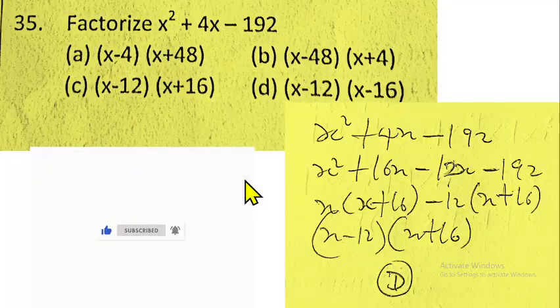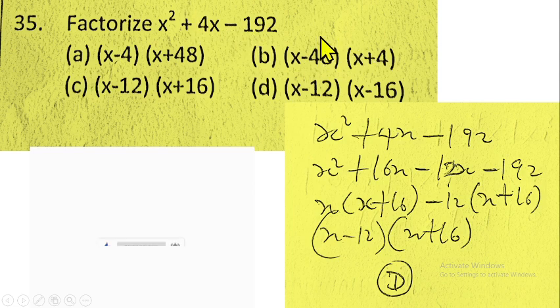Question number 35. We have to factorize this quadratic expression. It's quite simple. I think we have done something like this in this video. Your 1 here will multiply minus 192. That should give us 1 times minus 192. We look for two numbers that multiply together to give us minus 192, and when you add them, it should give us plus 4. And that should be plus 16 and minus 12.